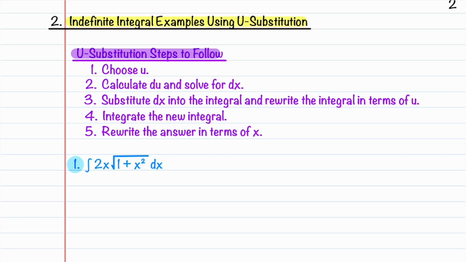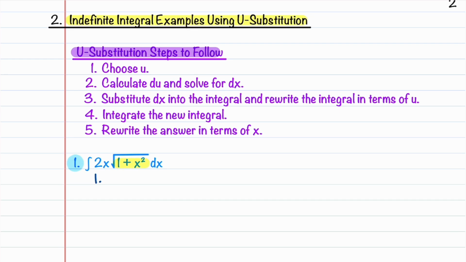We are going to integrate 2x times the square root of 1 plus x squared. The first step is to choose u. We are going to choose u to be the function whose derivative occurs in the integrand. So we're going to let u be equal to 1 plus x squared. Our second step is to calculate du and then solve for dx. Du is equal to 2x dx, and we get that dx is equal to du all divided by 2x.